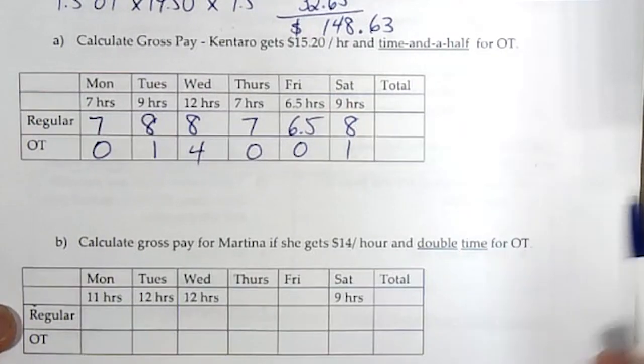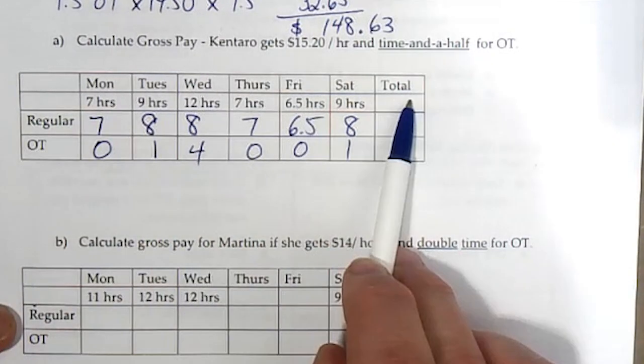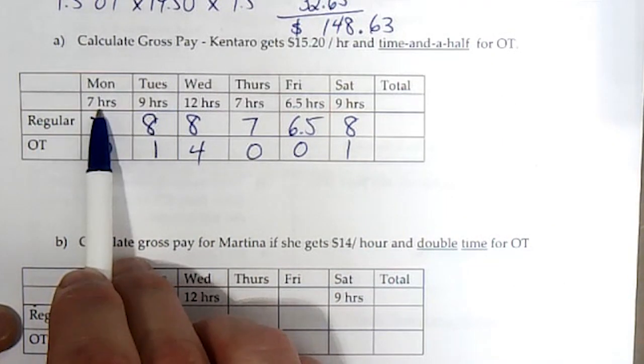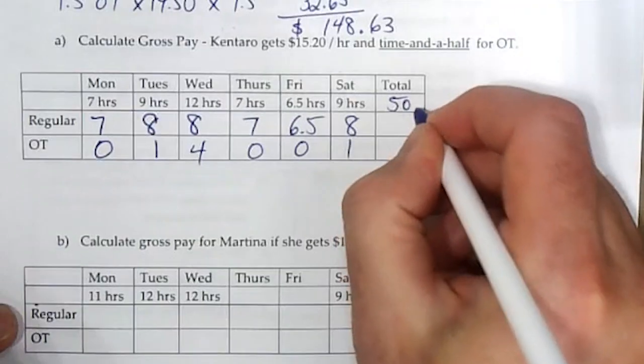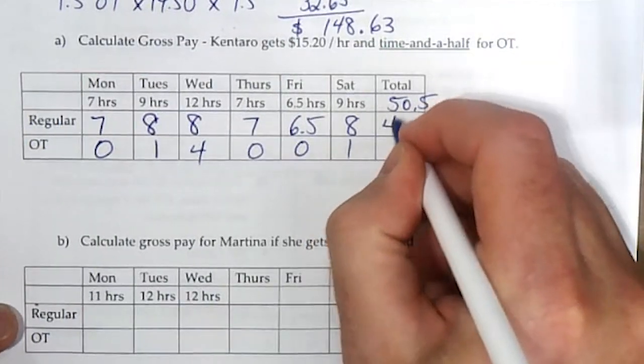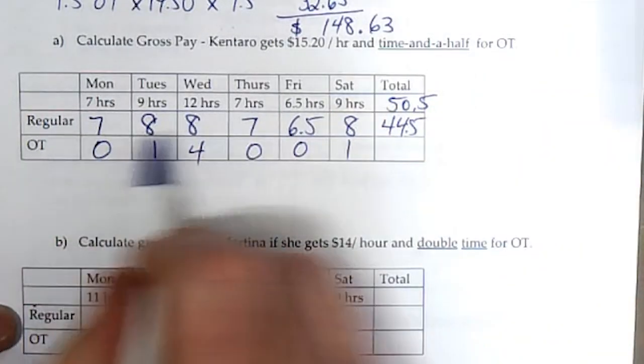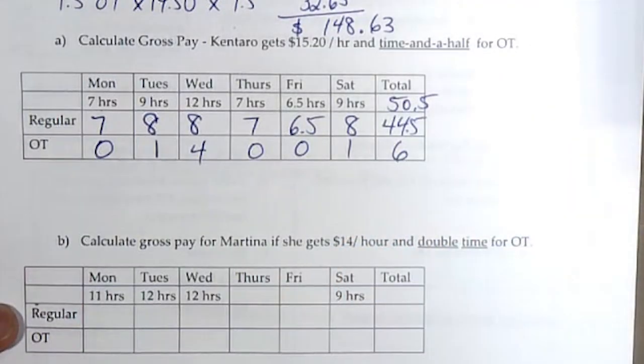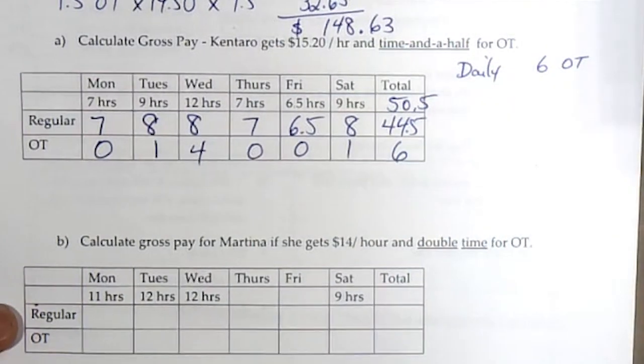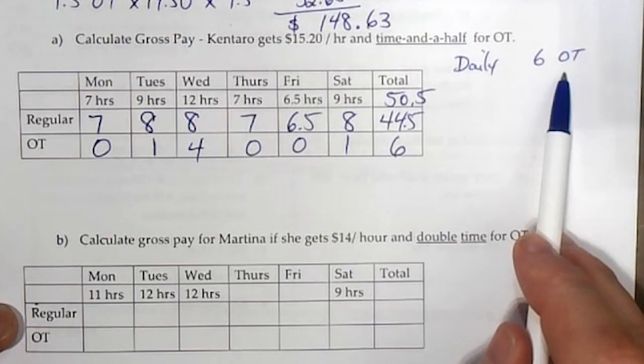So pause the video, try out the next 3 days, and see what you get. So once you get here, we're going to add them up. The whole row, including the original hours, we're going to add up the total, add up all regular hours, and add up all daily OT. So the daily OT is 6.